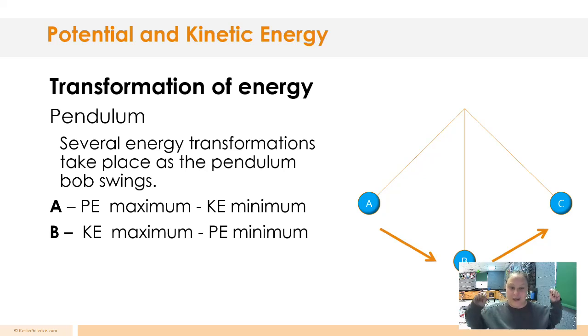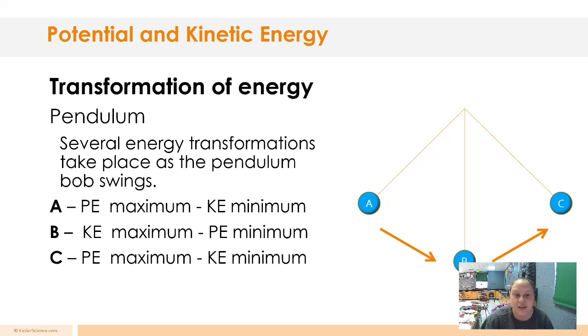When you let it go, it starts to transform from potential energy to kinetic energy, and when it gets to the middle, where B is, that's when kinetic energy is at its max, and the potential energy is at the minimum. When it starts to go back up, then it starts to slow down. So that's when the potential energy starts to become maximum, and the kinetic energy, because it stops for a split second, becomes very minimum.